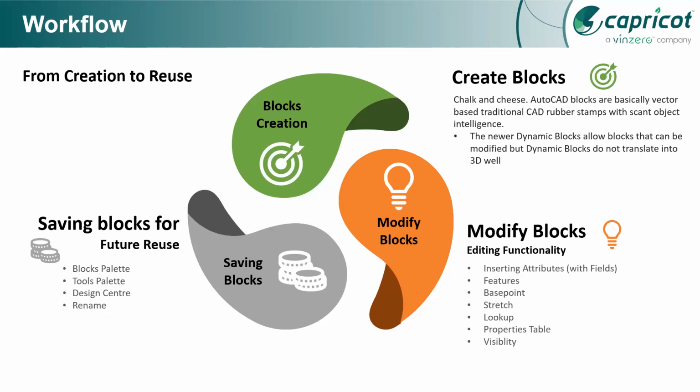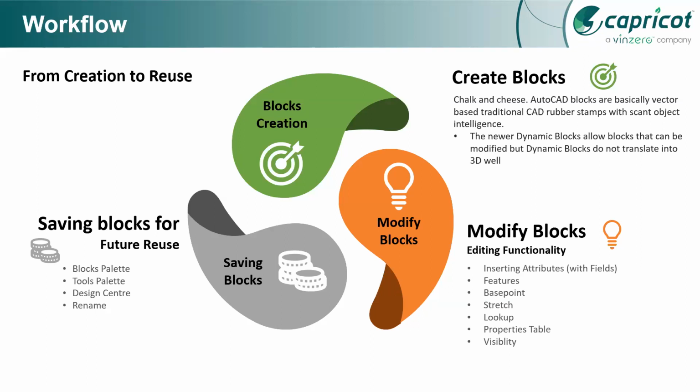Creating a block is just like chalk and cheese, right? You have to create vector-based traditional CAD elements, and after that combine those elements into one combined object, right? You are going to give them a little bit of intelligence, and that intelligence will come only if your elements are in a proper dimension or proper layout, right? But an important thing here is that dynamic blocks work really smartly for 2D, but they will not convert into 3D, right? So that is one thing you need to understand. We cannot translate them into 3D.